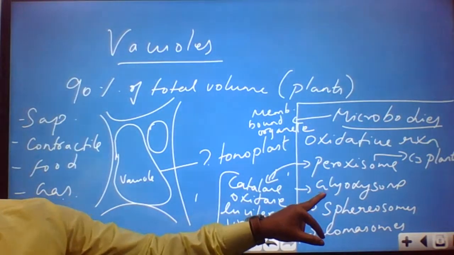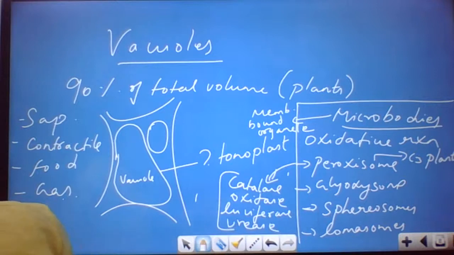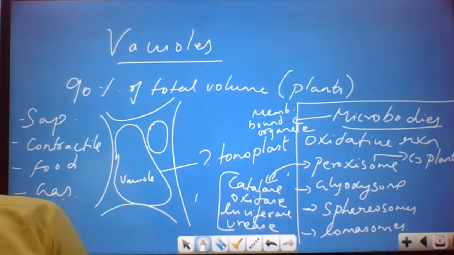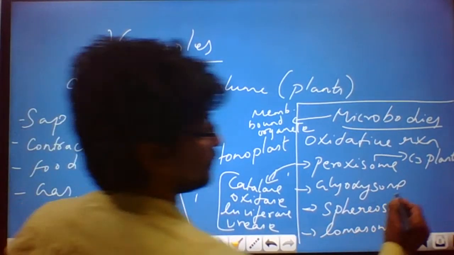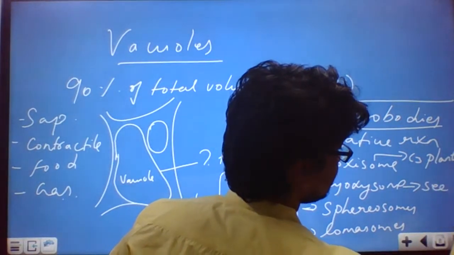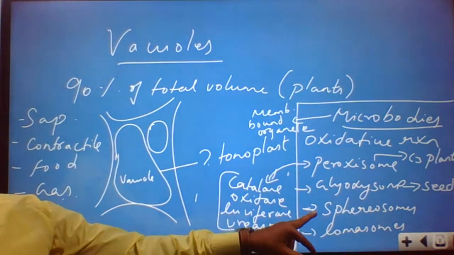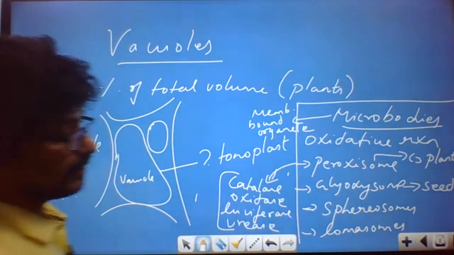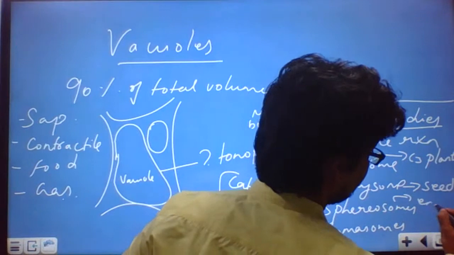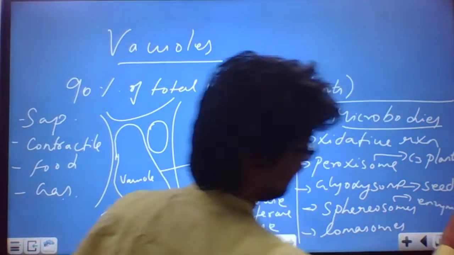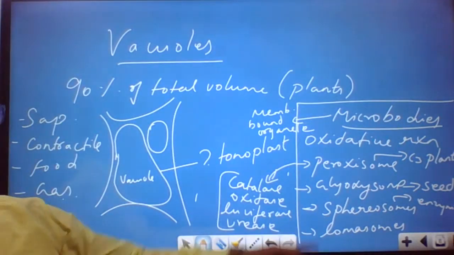Coming to the glyoxysome. As far as the glyoxysome is concerned, this type of microbody is quite common in seeds. Spherosomes, again, are responsible for the majority of the enzymes like catalase, peroxidase, this type of enzymes which can be produced by spherosomes.